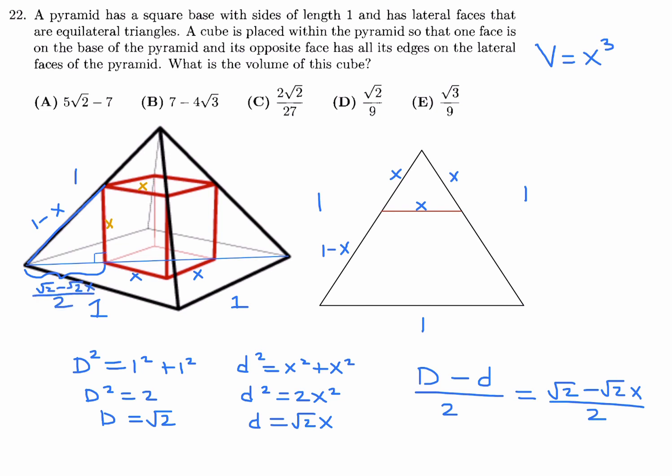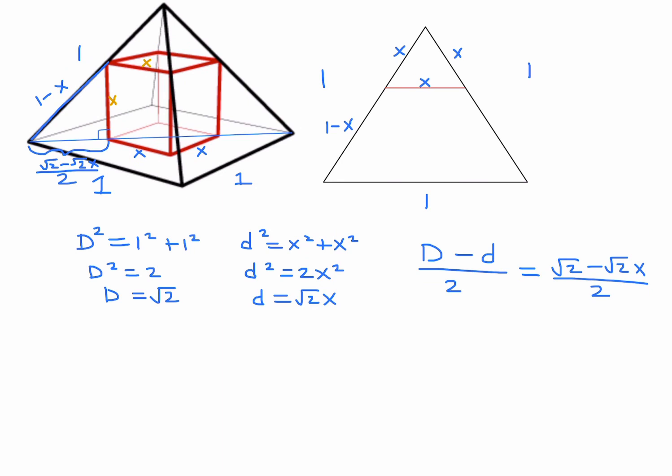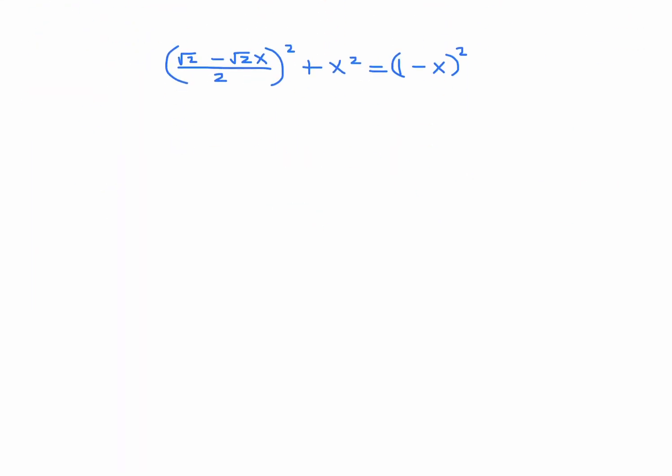So there we go. Now we've got enough to figure out the Pythagorean relationship using that triangle. So it's going to be root 2 minus root 2x all over 2 squared plus x squared is equal to 1 minus x squared. Okay. So this is what's going to help us solve for x. As soon as we solve for x, we can then substitute it back into the volume formula. So we just have to do the algebra now.